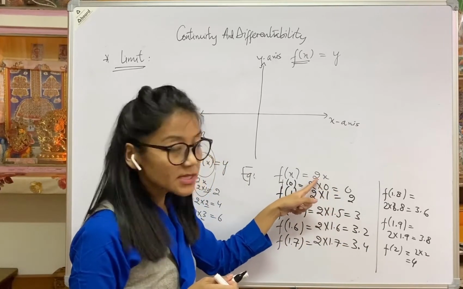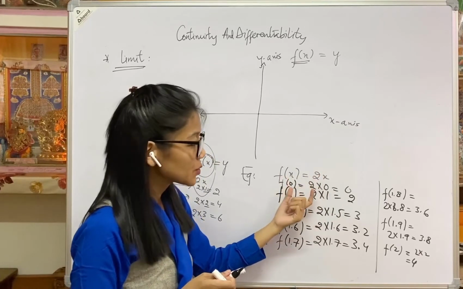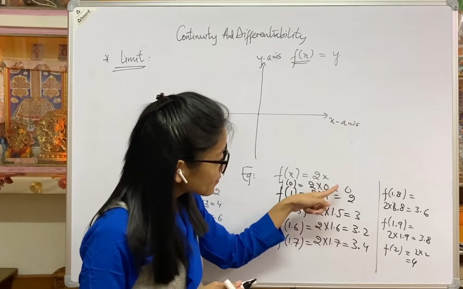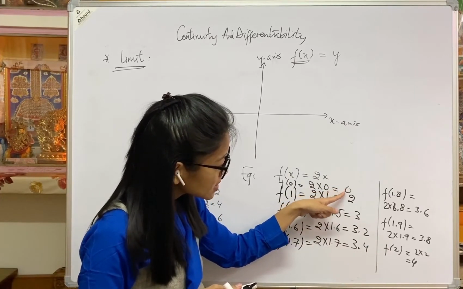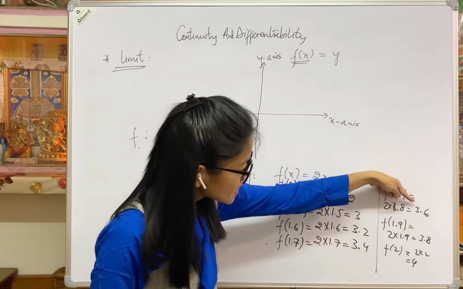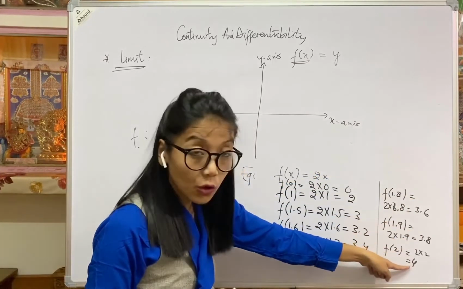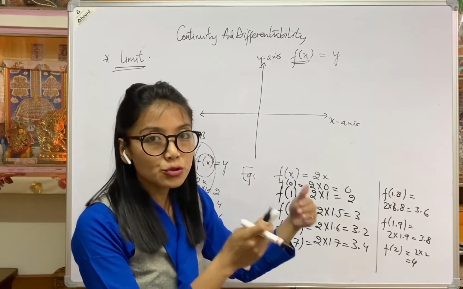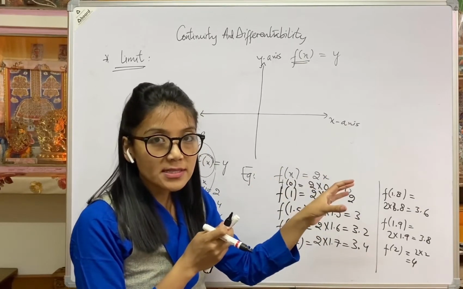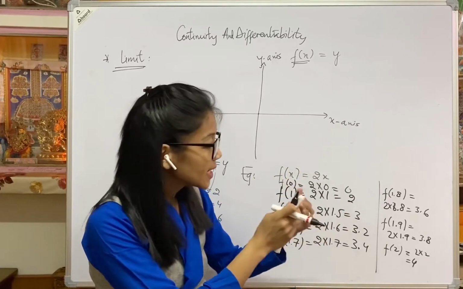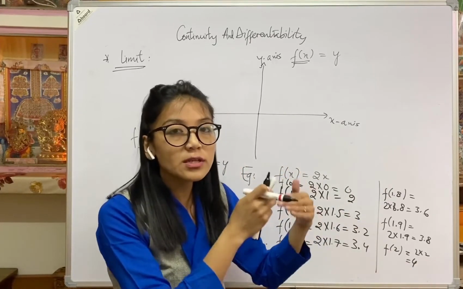So you can see that as x is moving closer to 2, the value of y, now this f of x means it is the value of y. As x is moving closer to 2, f of x is also moving: 0, 2, 3, 3.2, 3.4, 3.6, 3.8 and 4, right? So as x is moving closer to 2, your f of x, that is the image of x, is also moving closer to a certain point. In this case, it is moving closer and closer to 4.